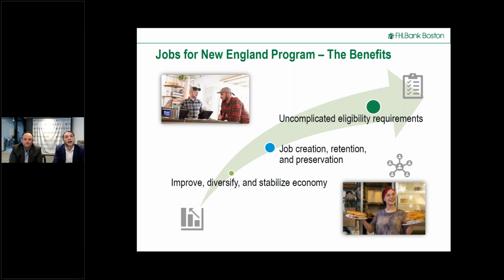So what are the benefits? What happens when you take down a J&E advance? Well, one of the benefits is uncomplicated eligibility requirements, which means it's not based on income qualifications. It's more based off of job creation, retention, preservation, or if you can prove that this loan will improve, diversify, and stabilize the economy. So what we're looking at is if this small business loan will stabilize and improve your community and have that effect, rather than income qualifications.